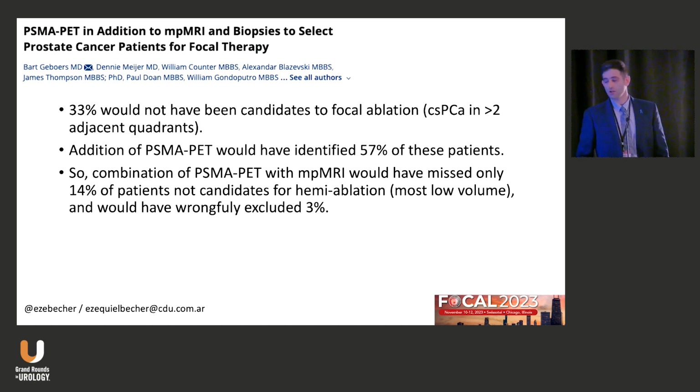And what this study also found is that 33% of these patients would not have been good candidates for focal ablation because they would have had clinically significant prostate cancer in more than 2 adjacent quadrants. And the addition of PSMA PET would have identified more than half of these patients. So the combination of PSMA PET, MRI, and biopsy would have only missed 14 patients not candidates for hemiablation, most of them with low volume disease, and would have wrongfully excluded 3%.